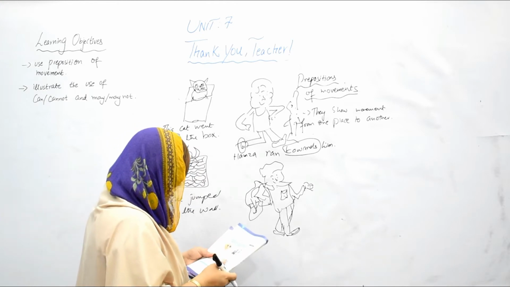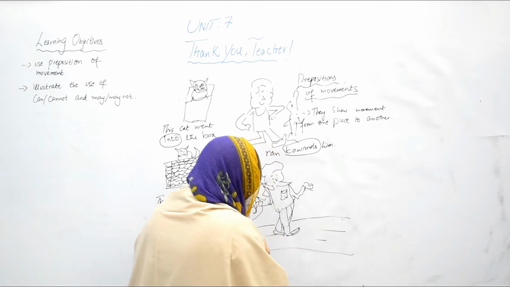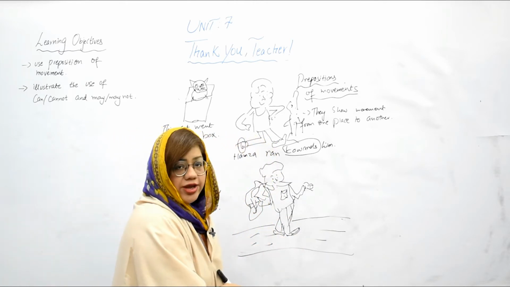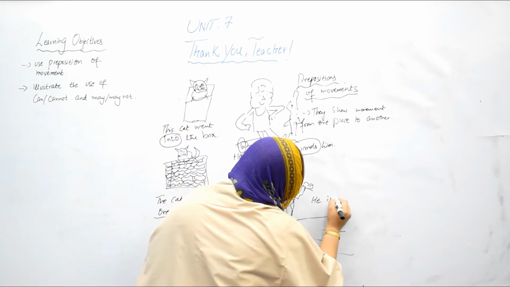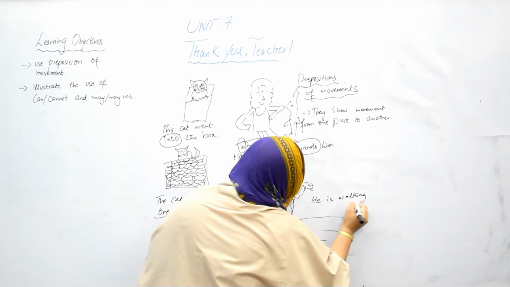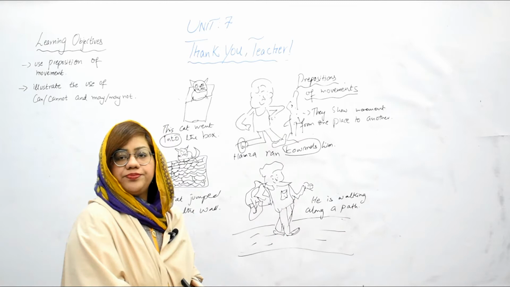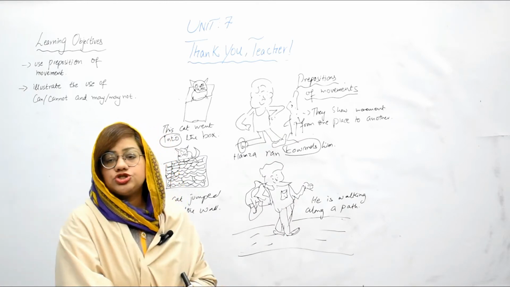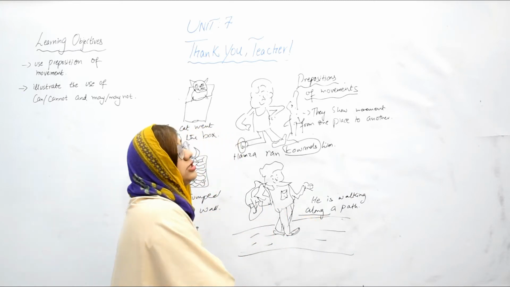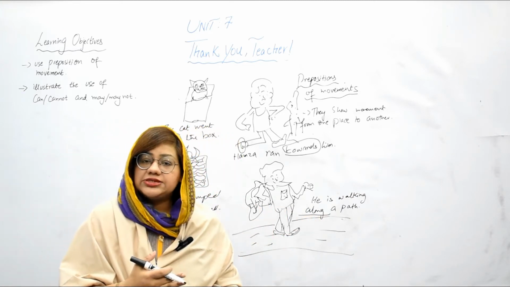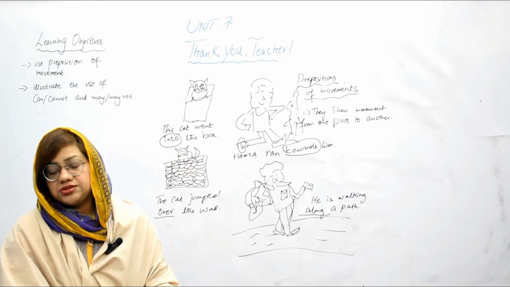Now look at this picture. There is a path. And what is this boy doing? He is walking. He is walking along a path. Now, what kind of preposition of movement am I using? Yes, along. Along is a preposition of movement that I used in this sentence.